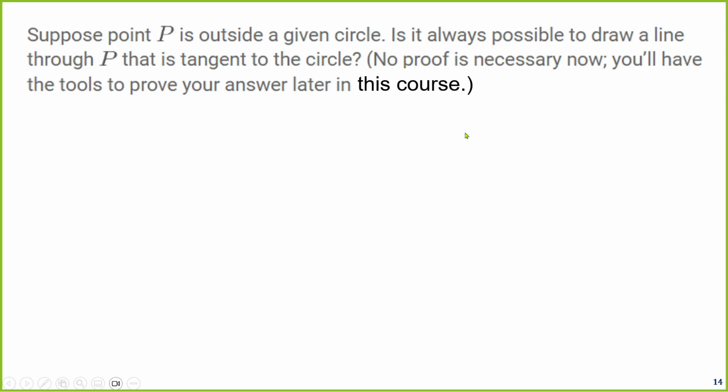Suppose point P is outside a given circle. Is it always possible to draw a line through P that's tangent to the circle? Okay. At current stage, you don't need to prove it. We'll have the tool to prove your answer later in this course.